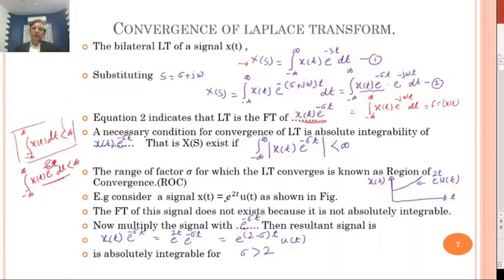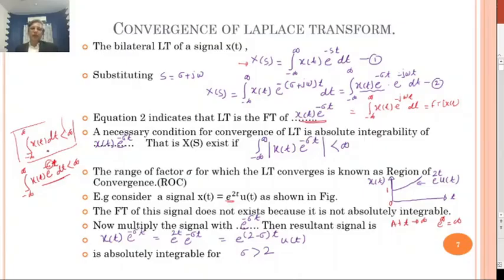Consider the signal e raised to 2t u of t. u of t means the signal exists only for positive values of t, that is, t is greater than or equal to 0. For t equal to 0, this is e raised to 0, so the amplitude is 1, and as t increases, the amplitude increases, and at t tends to infinity, the signal is e raised to infinity, which equals infinity. This signal is not absolutely integrable, so the Fourier transform of the signal does not exist.